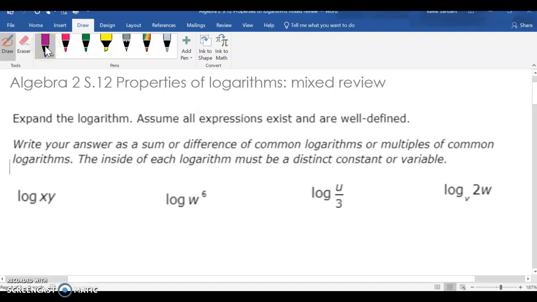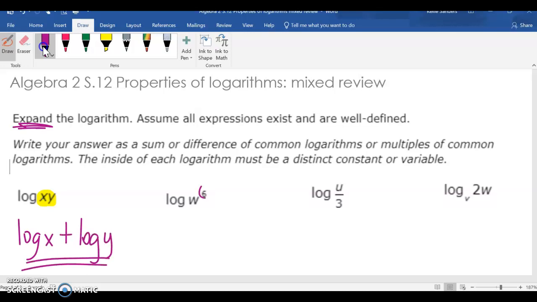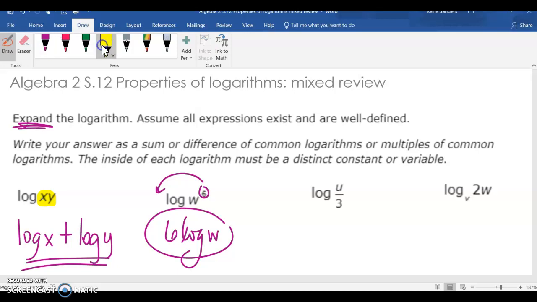Okay, we have a mixed review of knowing when to expand, what to do when that is happening. So if these are being multiplied, how would we expand it? We would put a plus sign between them. If it has an exponent, we'll move it to the front. If you are dividing, you'll separate it with a minus sign.